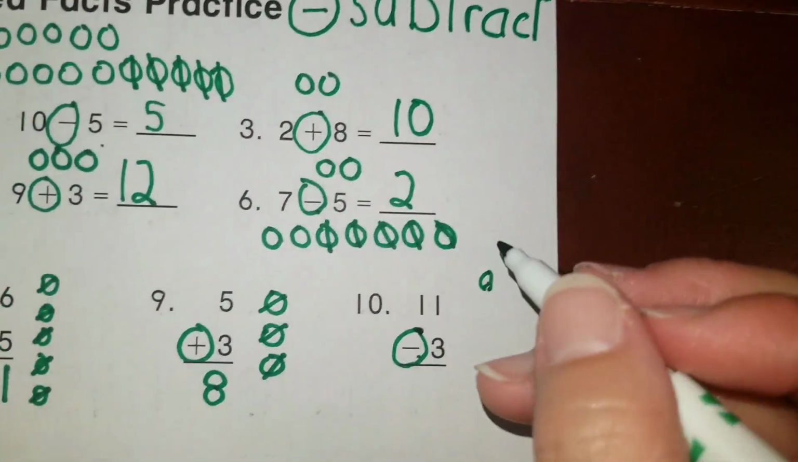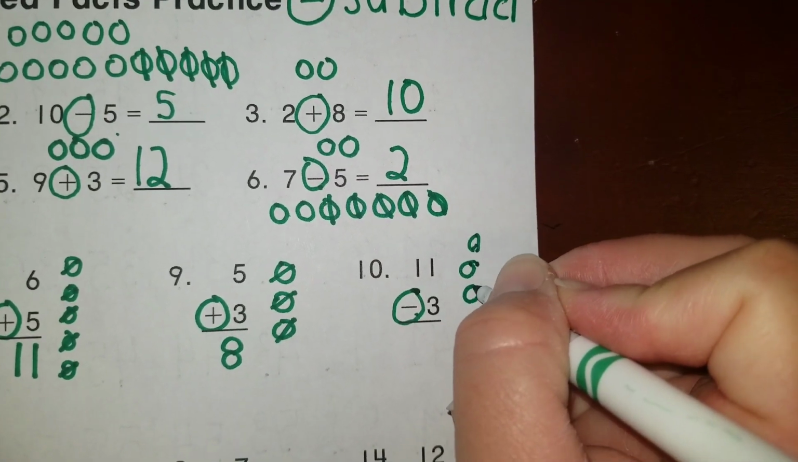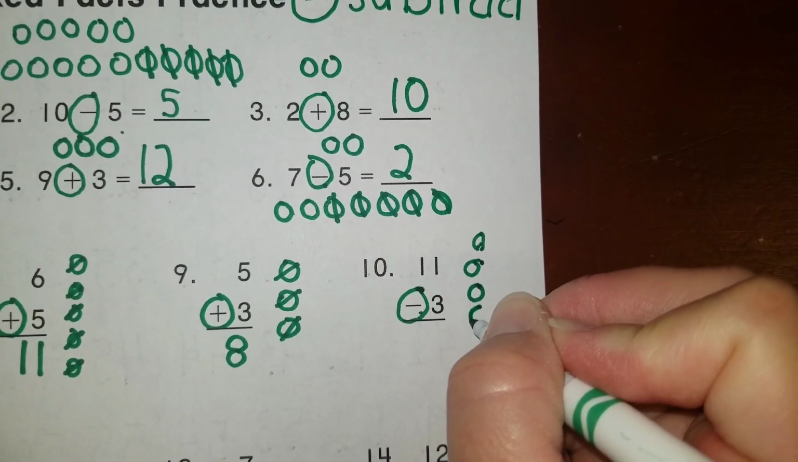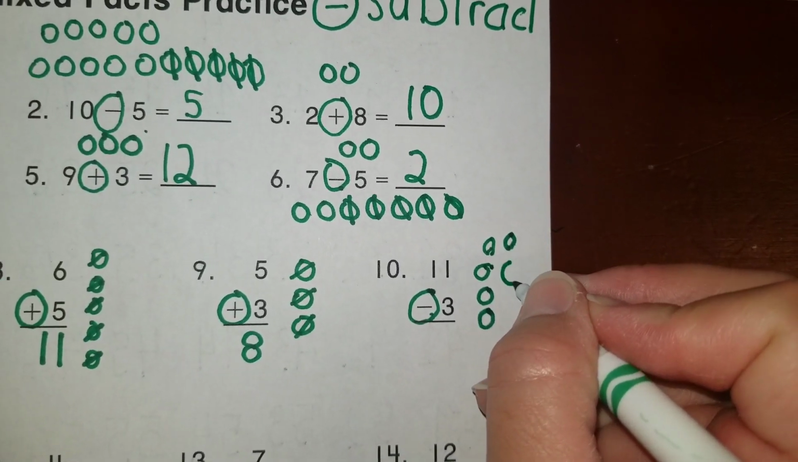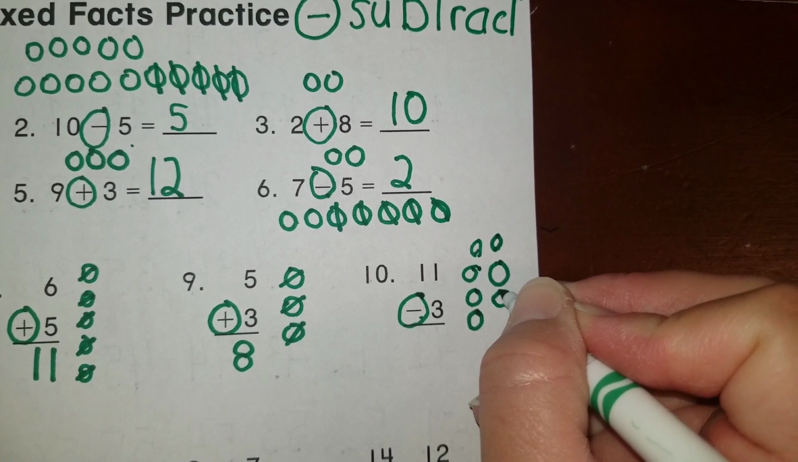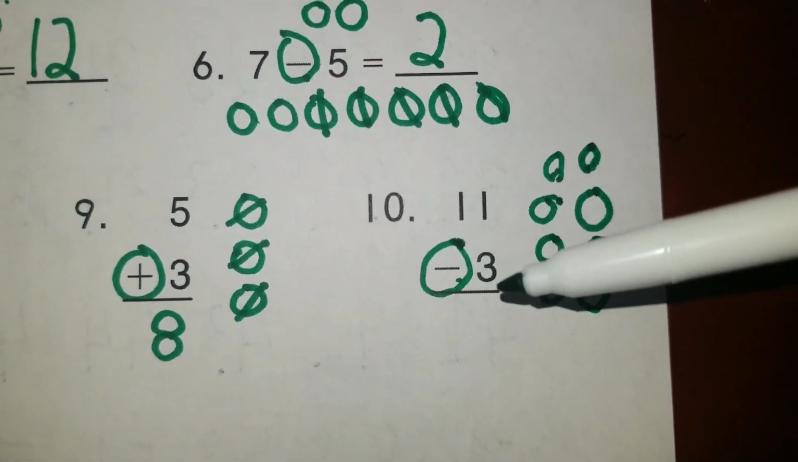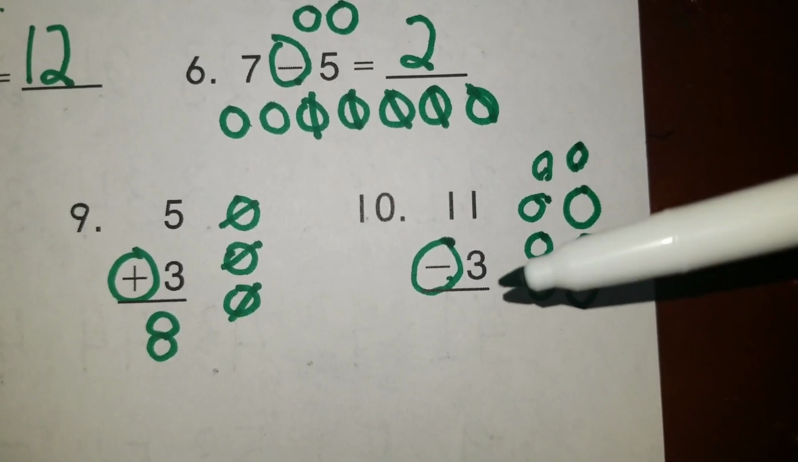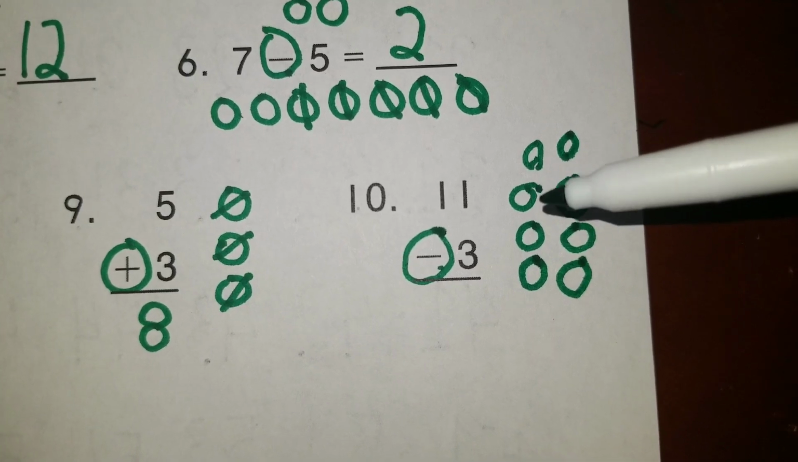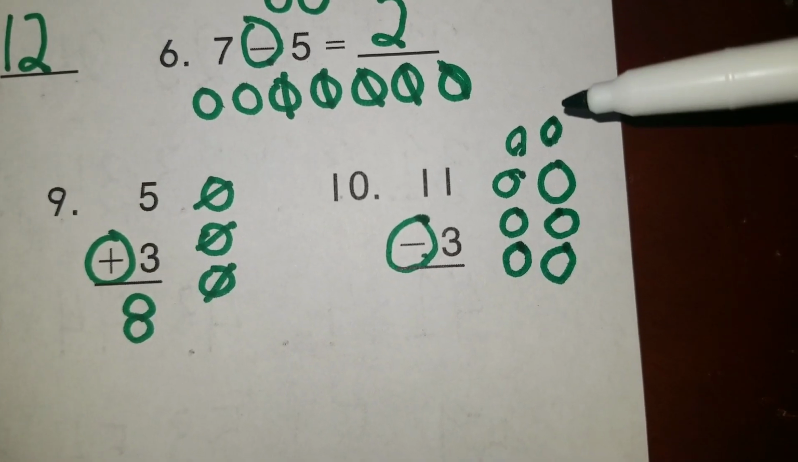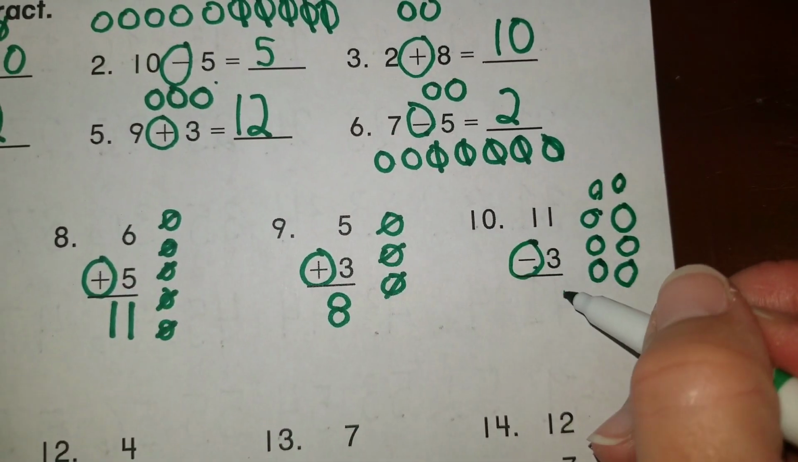Oh, my paper is moving now. 5, 6, 7, 8, 9, 10, 11. How many circles did it take you to come from 3 to 11? ¿Cuántos círculos nos tomó contar desde el 3 hasta el number 11? Nos tomó 1, 2, 3, 4, 5, 6, 7, 8. So 8 is going to be your answer.